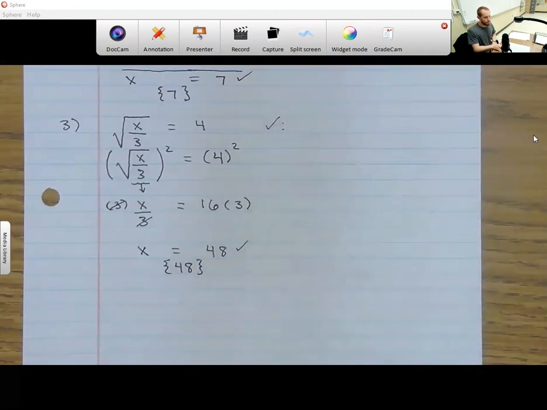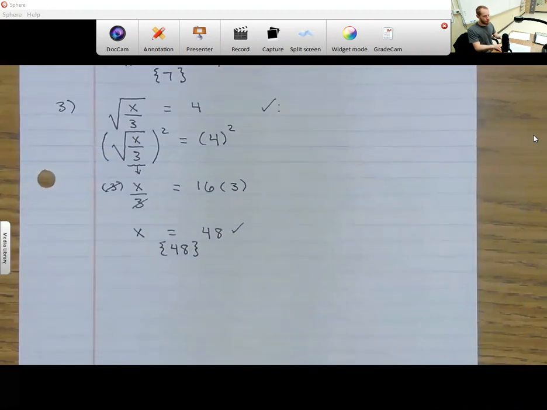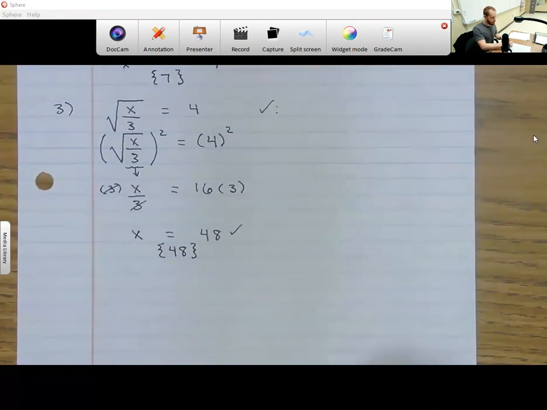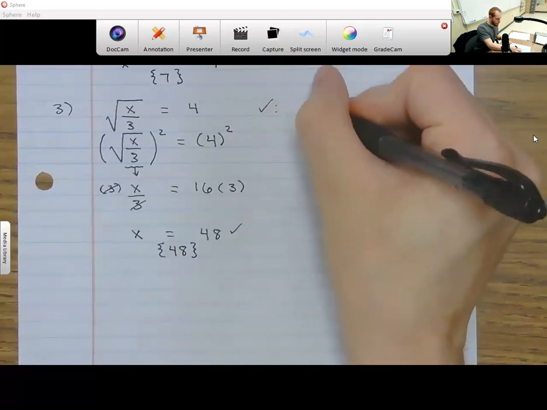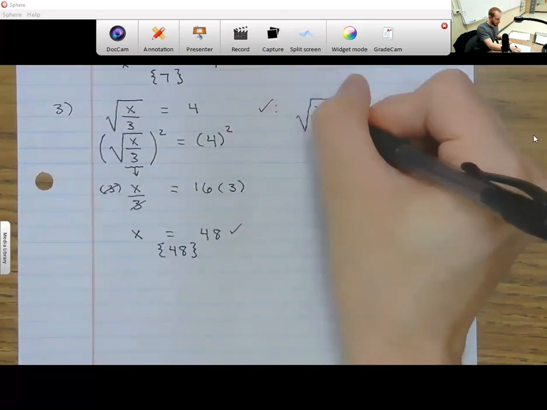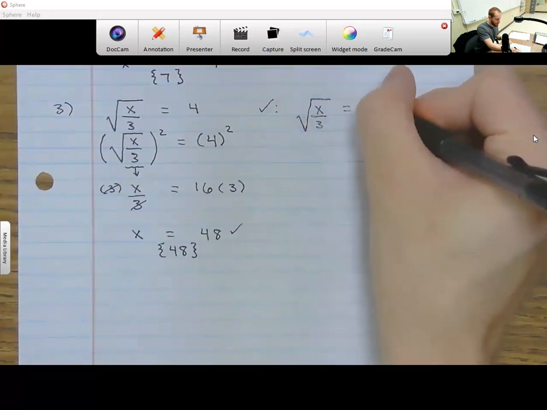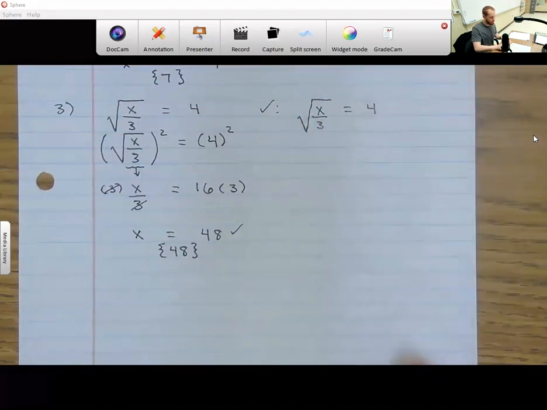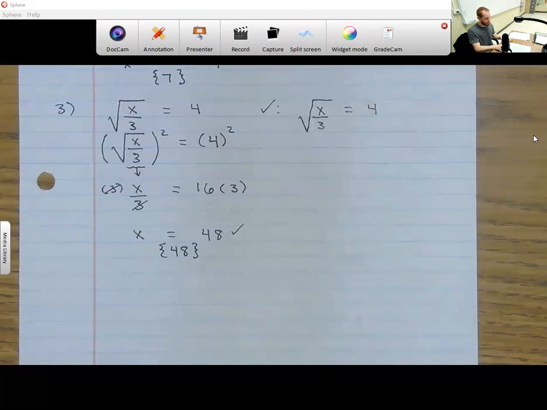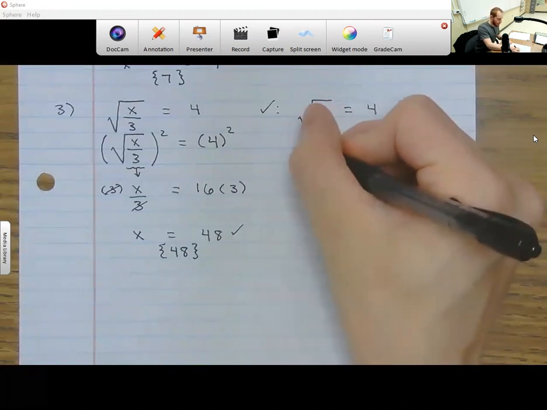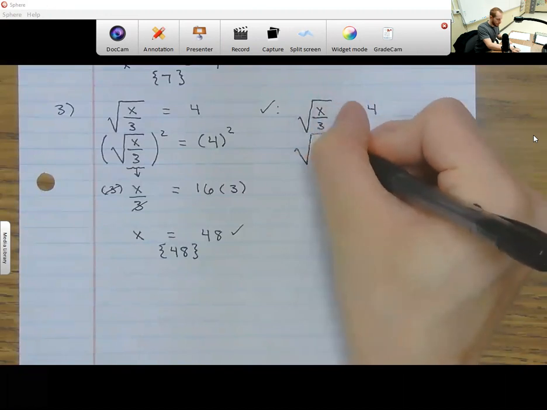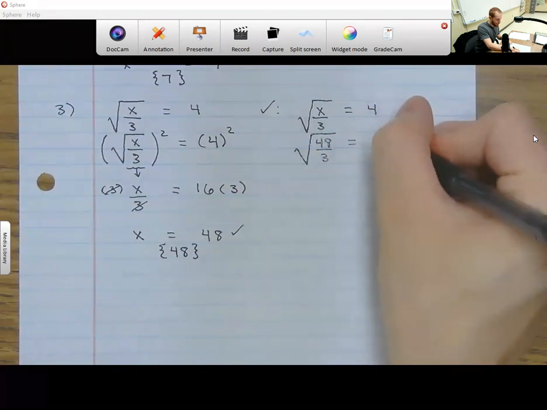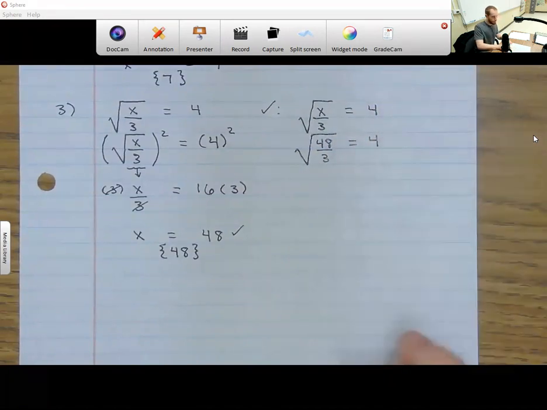Okay, so let's see if 48 actually works. What I'm going to do is I'm going to copy down my original first before I put anything in. Sometimes I forget to do that, but you're just copying down your original equation. Nothing else is happening at this point. And then I'm going to replace x with a 48. So let's see what happens when we do that. We're going to have 48 divided by 3. Take the square root of whatever that is, and it should be equal to 4.